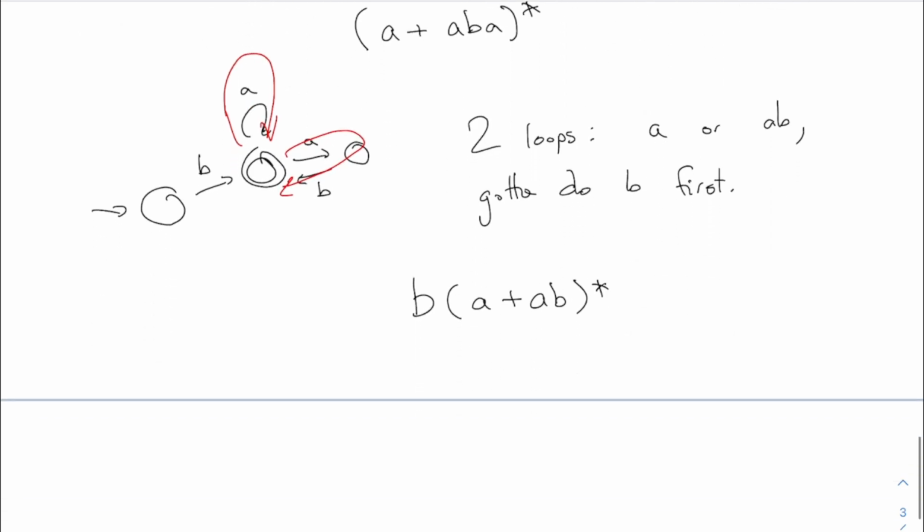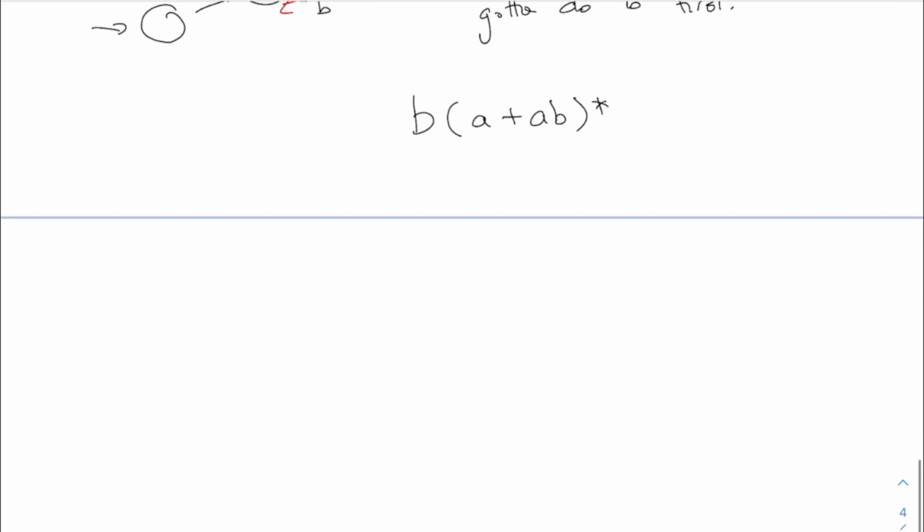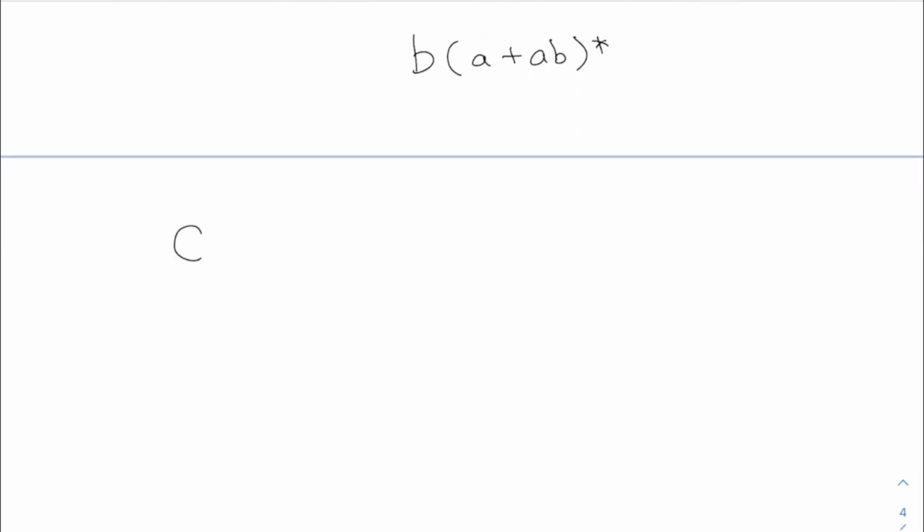How about, I got one for you all to try. I got two for you all to try. I'm in a you-try kind of mood today. I feel like I've been talking by myself a lot lately. How about that? See if you can make this into a regular expression. This is similar to the previous one. And then I got one more.